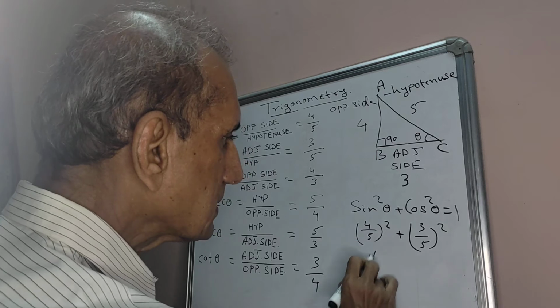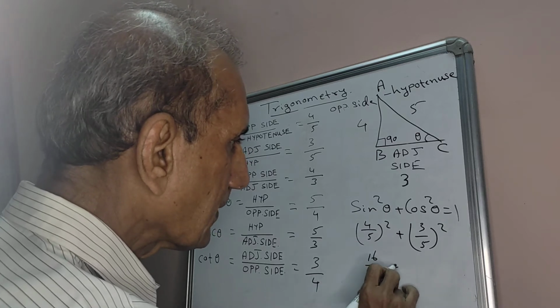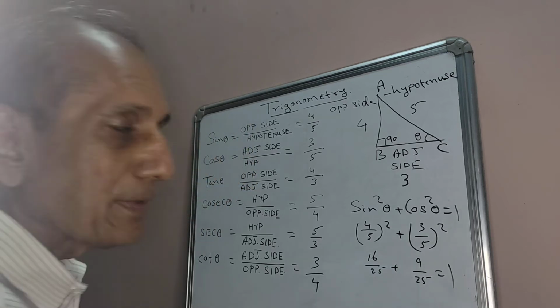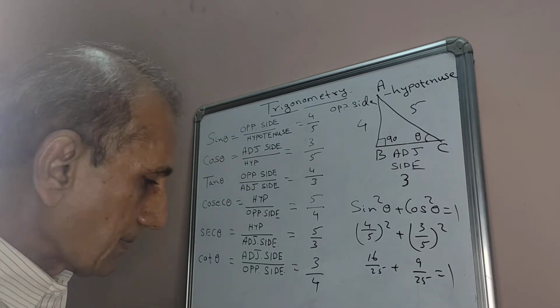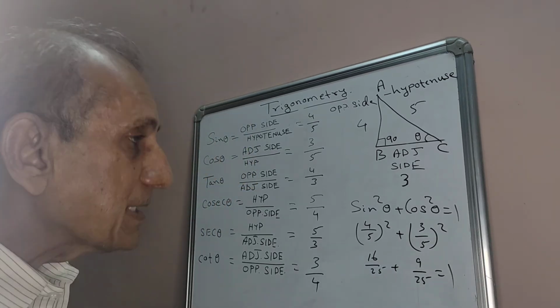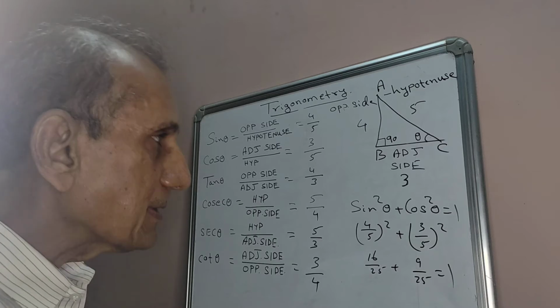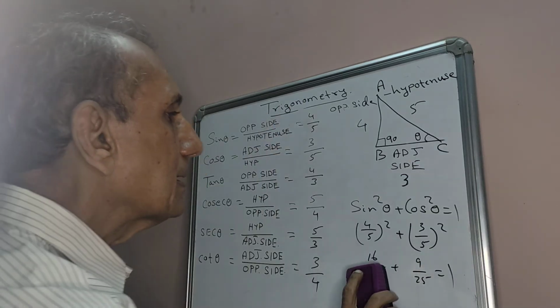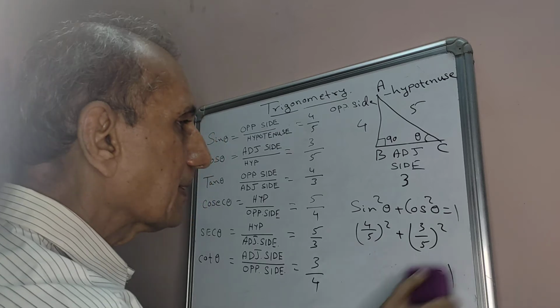So that means what? 16 by 25 plus 9 by 25, it gives you 1. Okay, there are many more, but I'll teach you all those things a little later. But okay, to begin with, let's practice and become thorough in the basics of trigonometry.